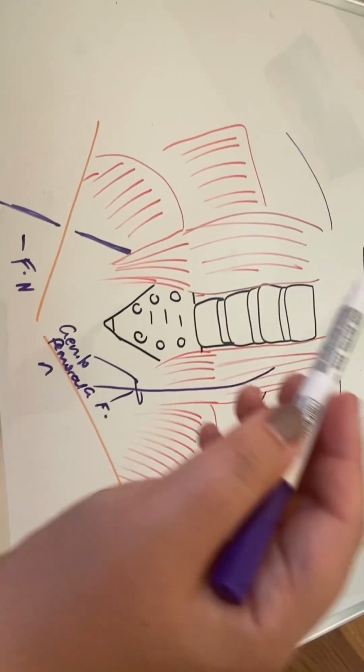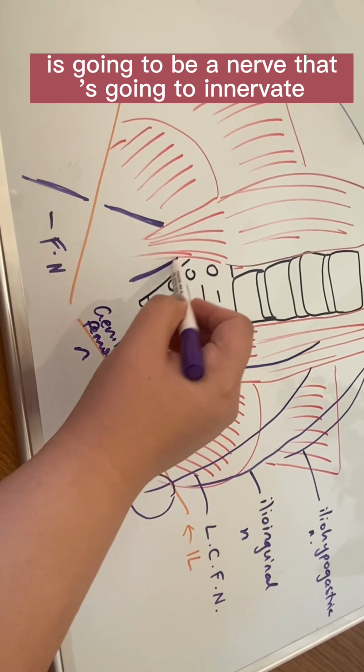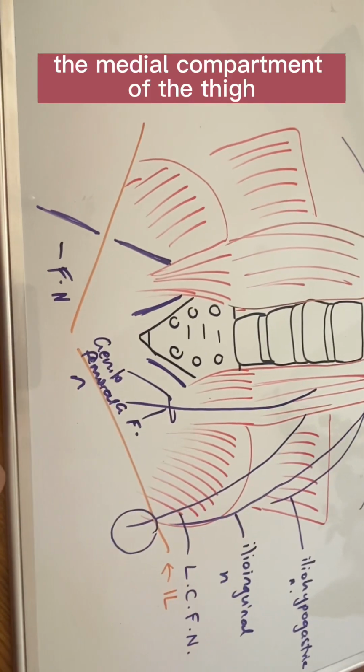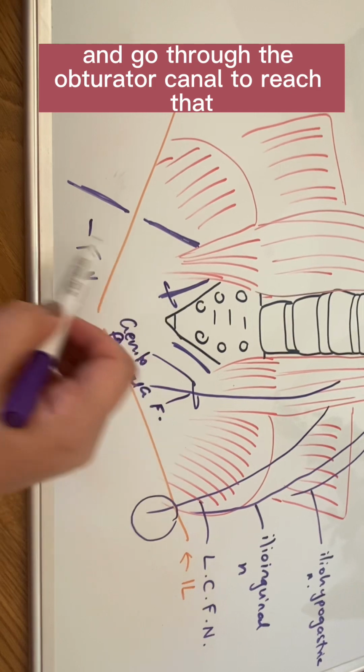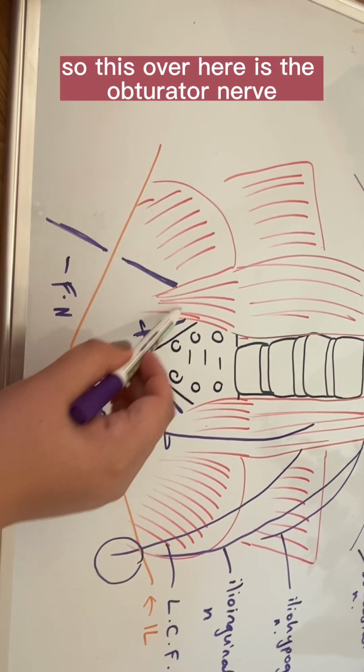And lastly, the only nerve that passes medial to the psoas major is going to be a nerve that's going to innervate the medial compartment of the thigh and go through the obturator canal to reach that muscle compartment. So this over here is the obturator nerve.